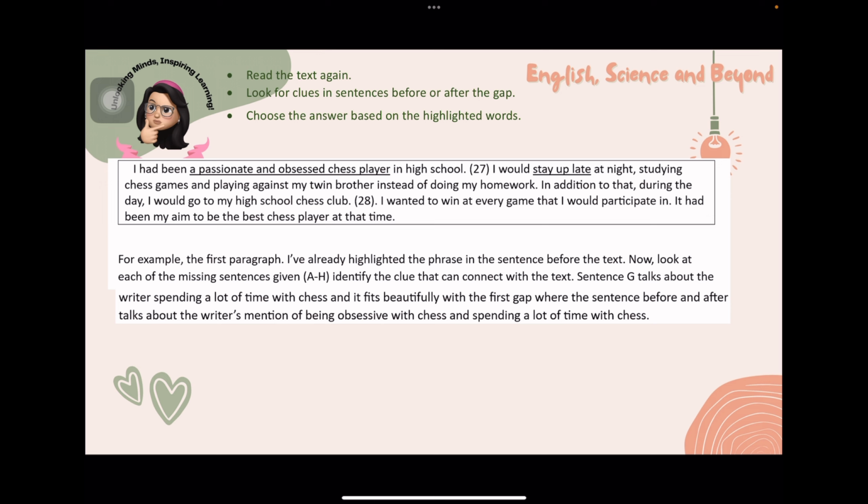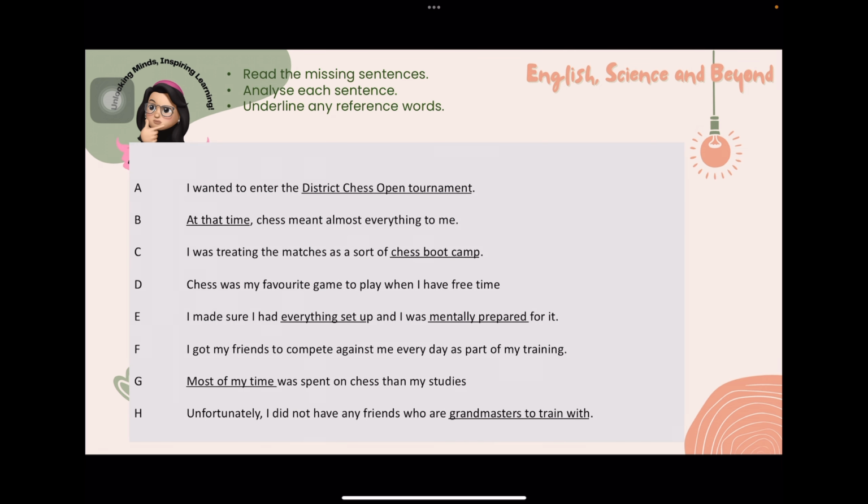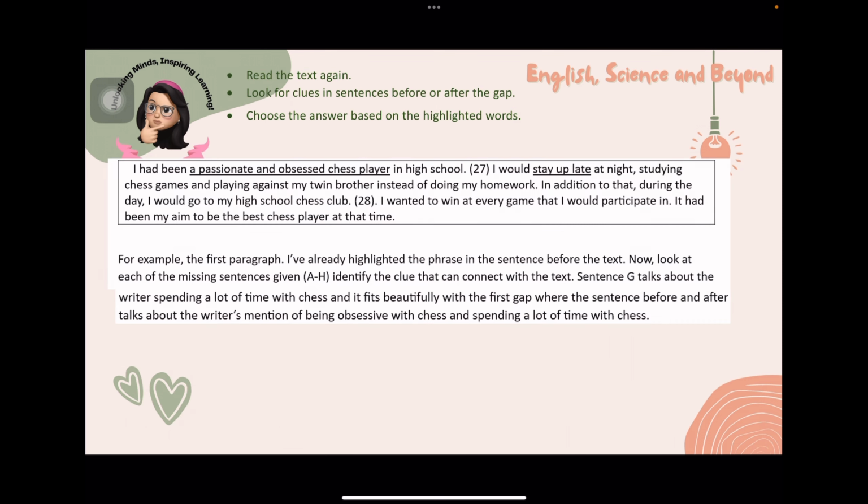I've already highlighted the phrase in the sentence before the text, which is "a passionate and obsessed chess player," the main clue here. Now look at each of the missing sentences given in A to H. Look carefully and then identify the clue that can connect with the text.